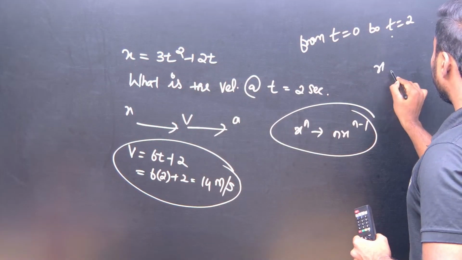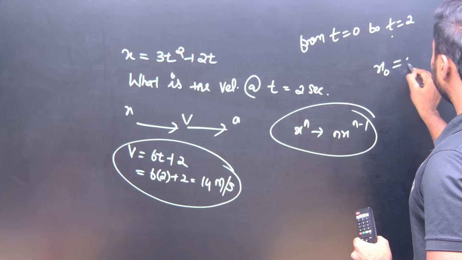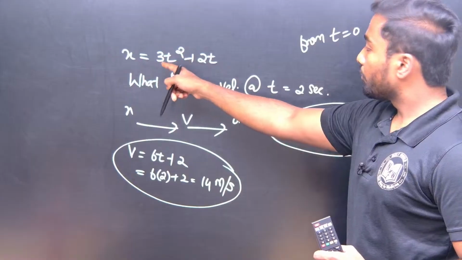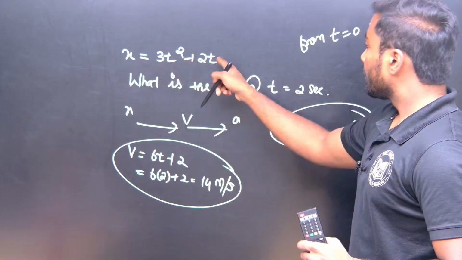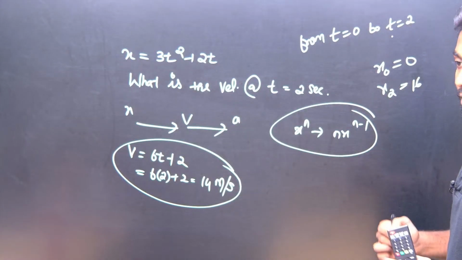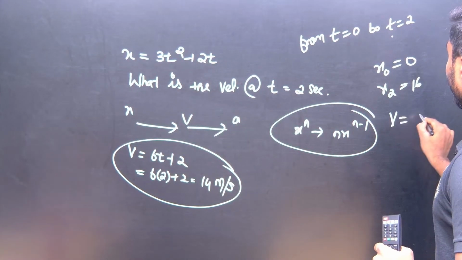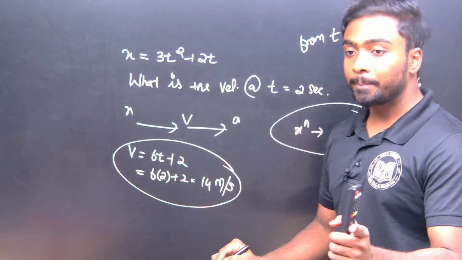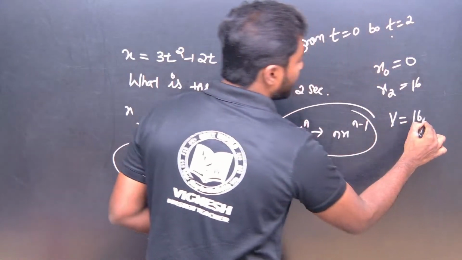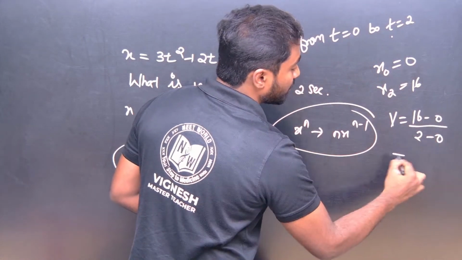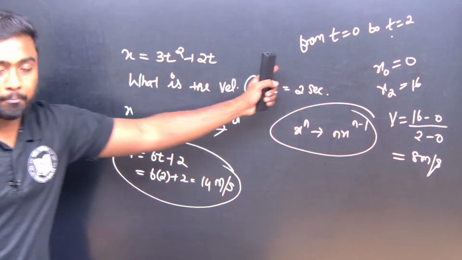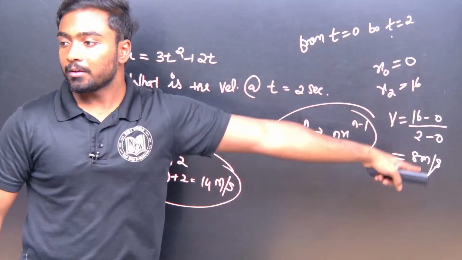I will write here x0 is 0, x2 will be equal to 2 squared, 4, 4 threes are 12, this one again 4, 16, no? 16. Now velocity is nothing but change in displacement by time, which is 16 minus 0 by 2 minus 0, which is equal to 8 meter per second.